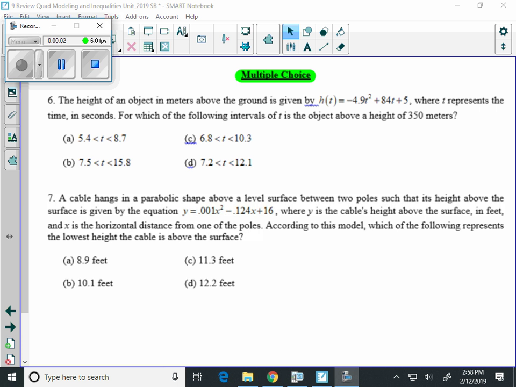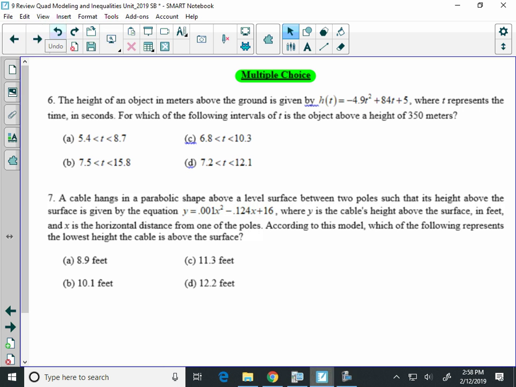So the second video for this test review is number 6, 9, and 11, so 3 of the multiple choice questions. All right, number 6 says the height of an object in meters above the ground is given by this equation. T is the time after it's been fired. For which of the following intervals of T is the object above a height of 350 meters?